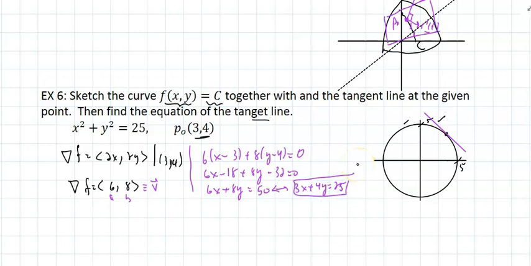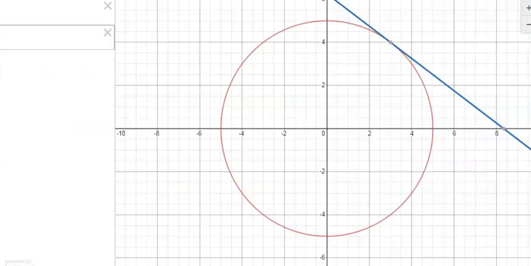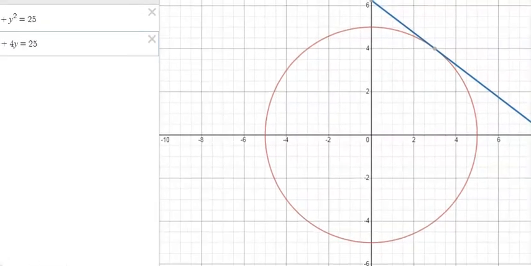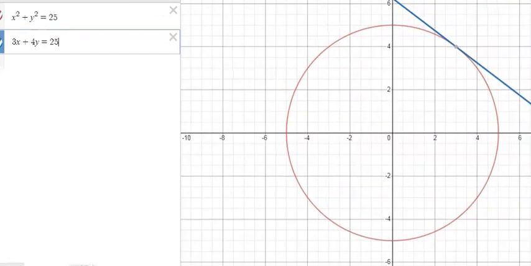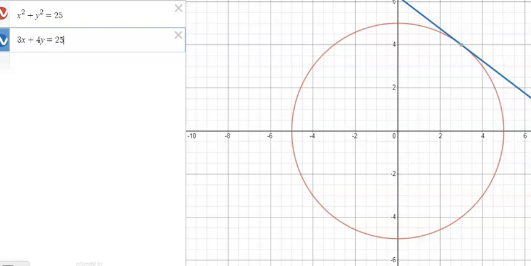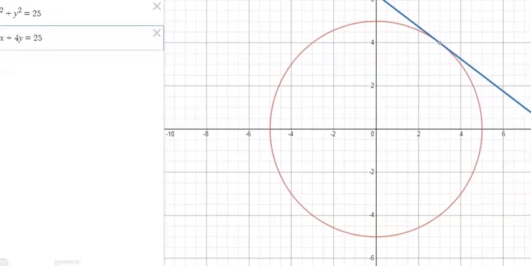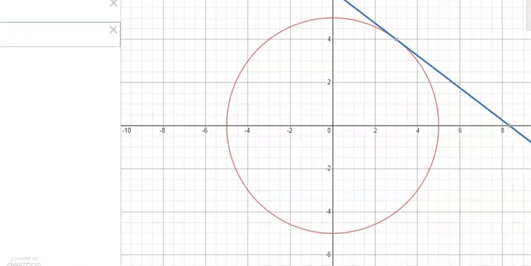Now why would that work? Because I know the normal vector, 6 to the right, 8 up, is going to be perpendicular to the plane, and this is going to be perpendicular to the tangent as well. Now I went on Desmos and I sketched a graph of, and you can see it, it's right there on the left, and let me show. I sketched x squared plus y squared equals 25, that's the red graph, and 3x plus 4y equals 25, and this is what I got.